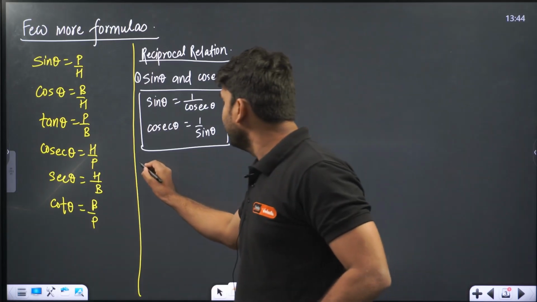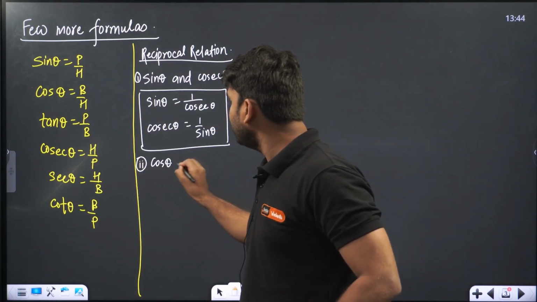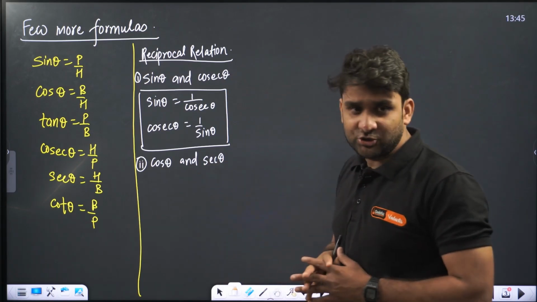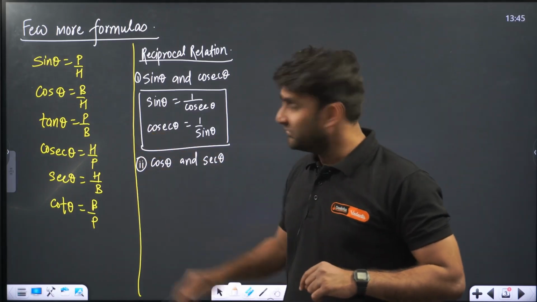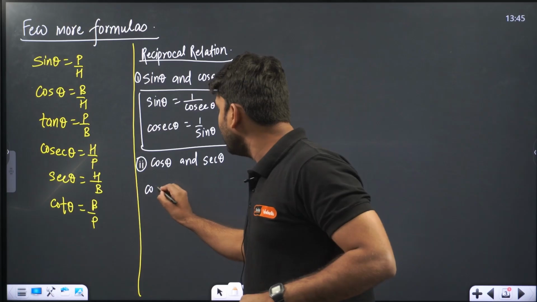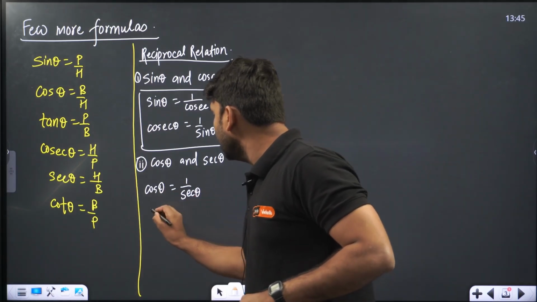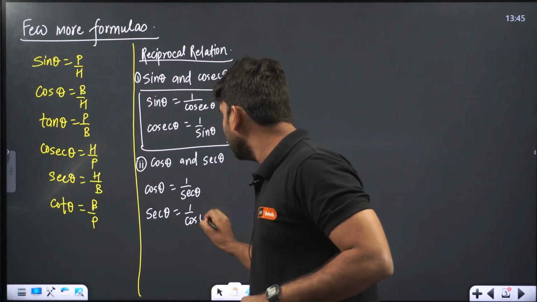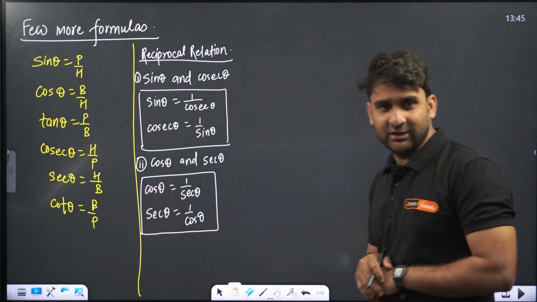Okay, now moving ahead, second reciprocal relation is basically cos theta and sec theta. This is the reciprocal relation between cos and sec. Why? Listen, cos is base by hypotenuse and sec is hypotenuse by base. So my dear, cos theta is equal to 1 by sec theta, and we can write sec theta will be equal to 1 by cos theta. So this is the second formula. I hope this is clear to you all.